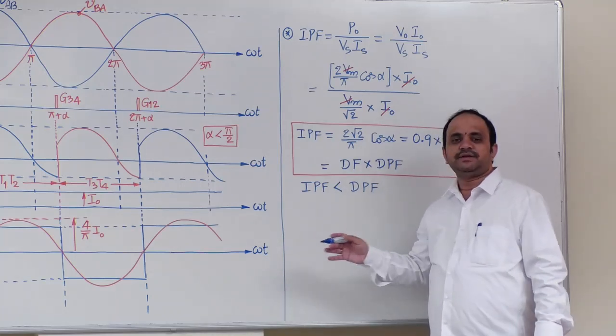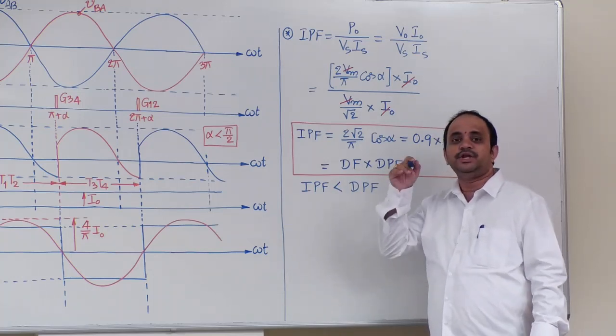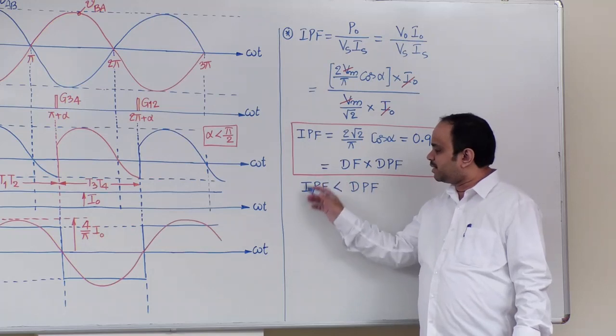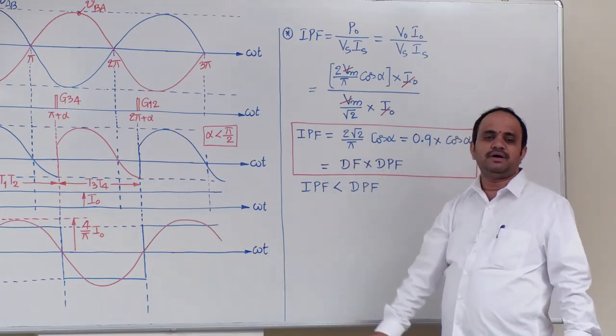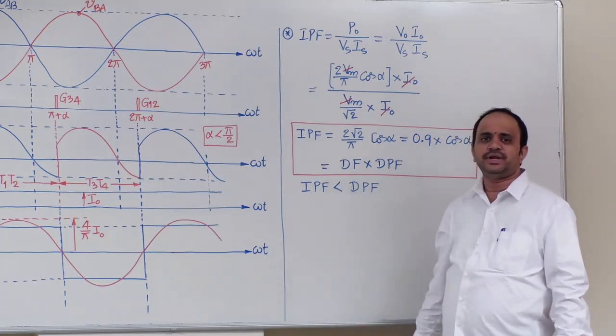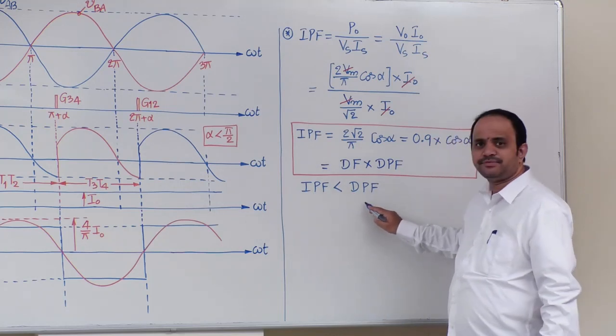When a phase controlled rectifier is operating with alpha increasing, the power factor of the grid will deteriorate. That is the basic drawback of the phase controlled rectifier. Now can you tell me when IPF is equal to DPF?